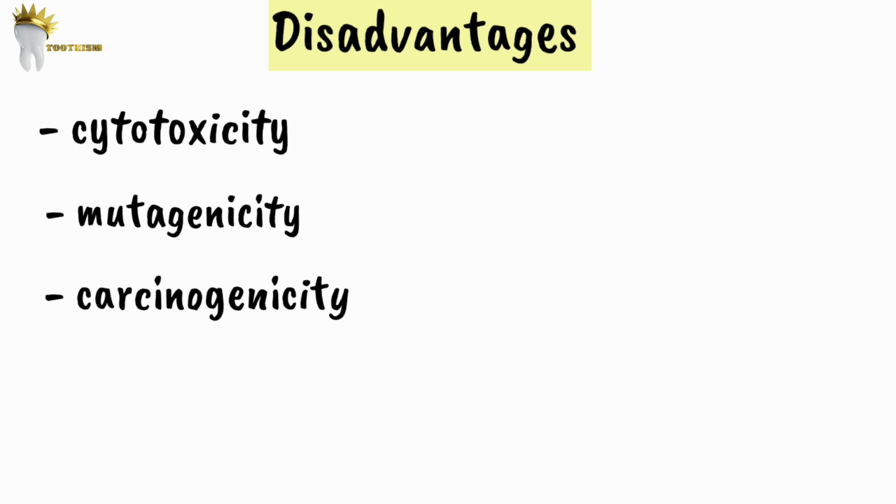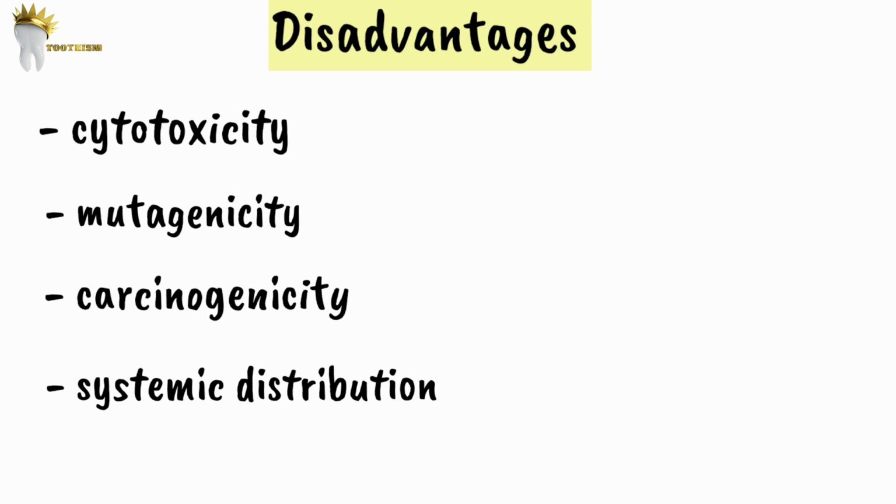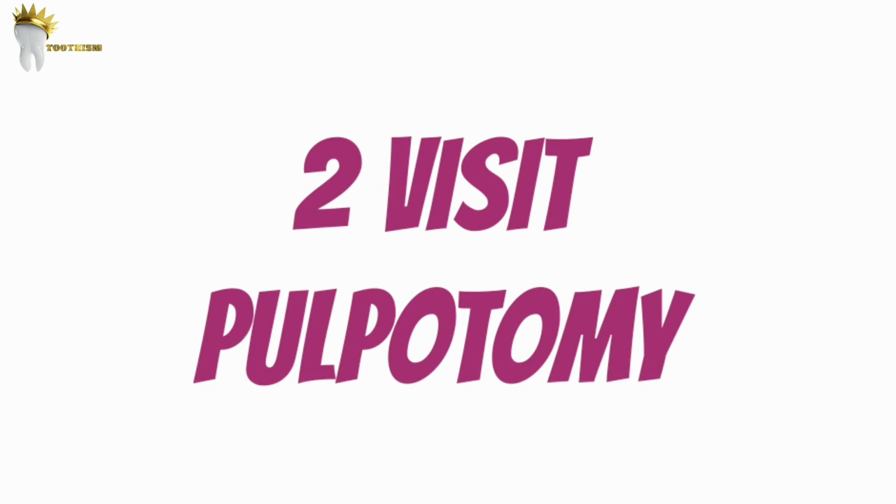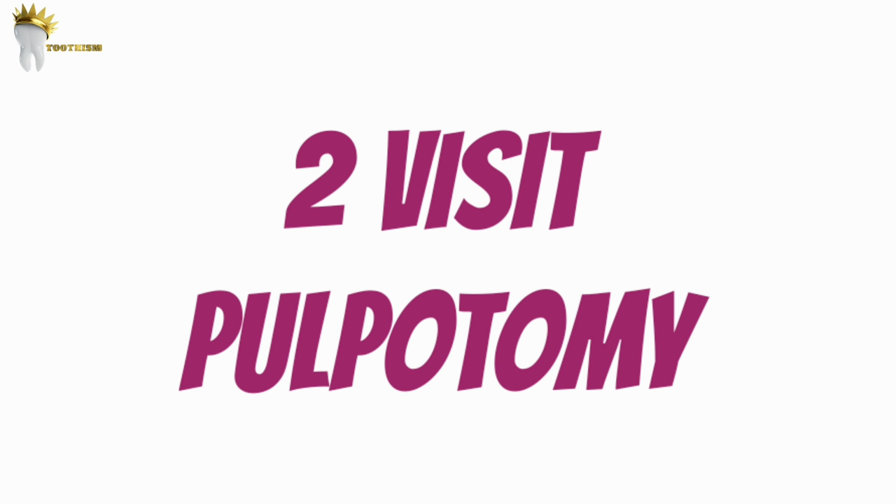Your next disadvantage is systemic distribution. So, formocresol has a tendency of getting distributed in the body. This was seen in animal experiments when they found out that formaldehyde was present in PDL, bone, dentine and even urine.